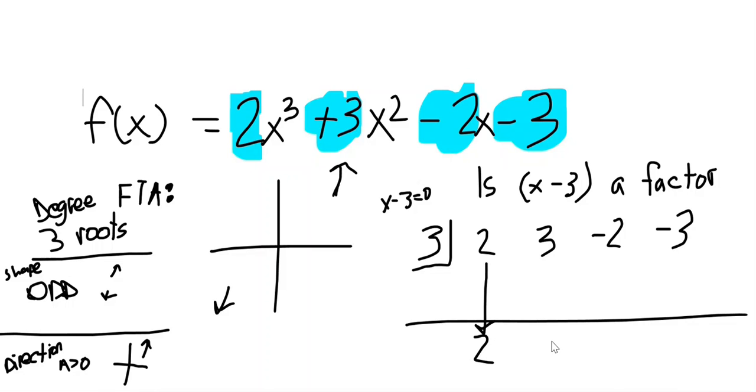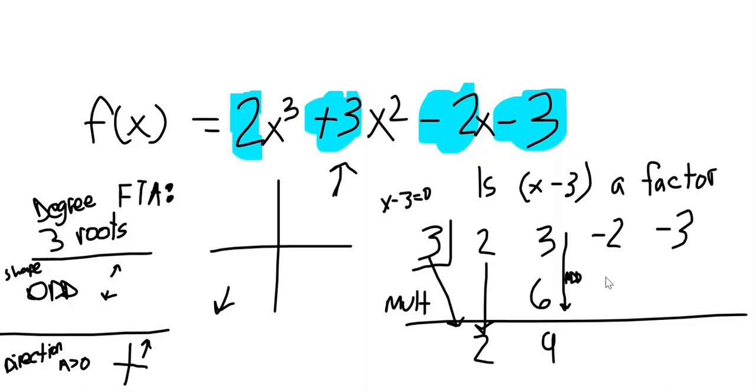And then I multiply. 3 times 2 is? 6. So when I'm going this way, I'm going to multiply. 3 times 2 is 6. Put that in this next row, and when I'm going down, I'm going to add. So 3 plus 6 is? 9. Then I'm going to do it all again.